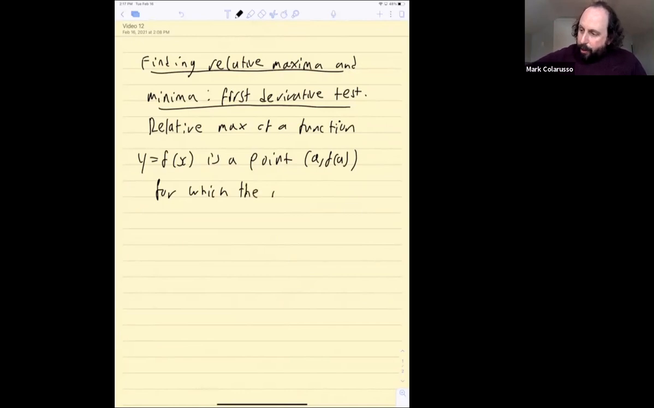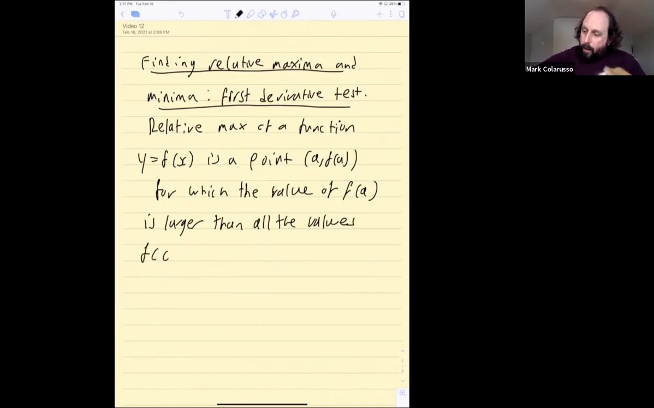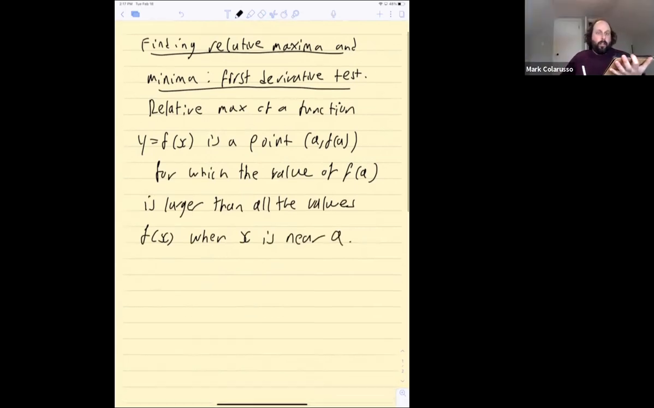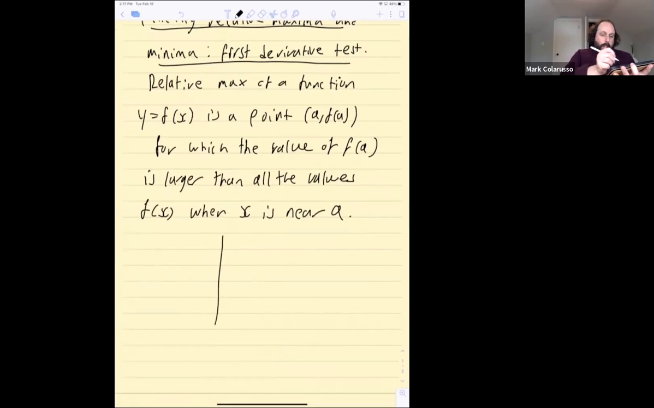For which the value of f at a is larger than all the values of x when x is near a. So let me just kind of draw the picture. The picture speaks 1,000 words, right? So this is kind of at the top of a mountain, basically.